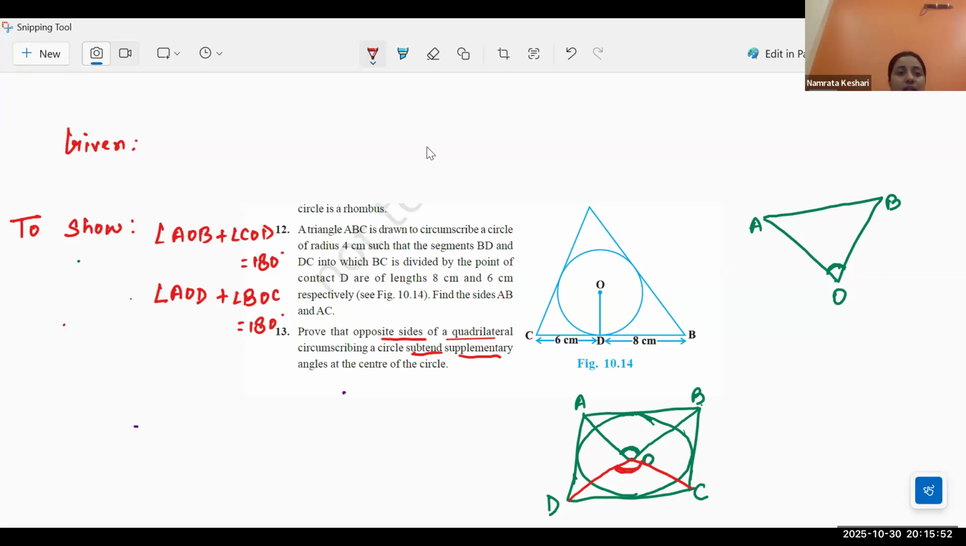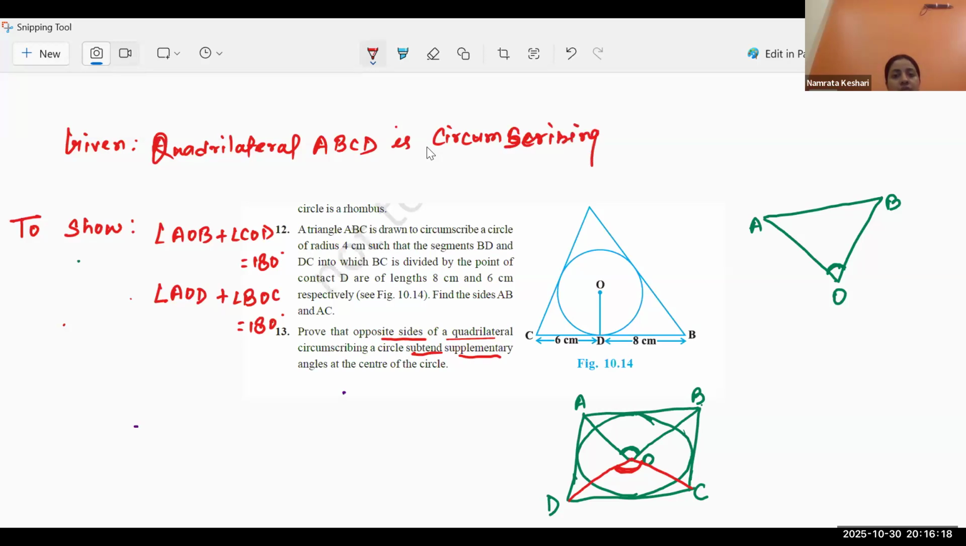So we will be writing: quadrilateral ABCD is circumscribing a circle. Just that is given, nothing else. No radius, nothing. Is it clear so far? Just the given part and the showing part. Yes, ma'am. If this much is clear, then we can focus on the approach.